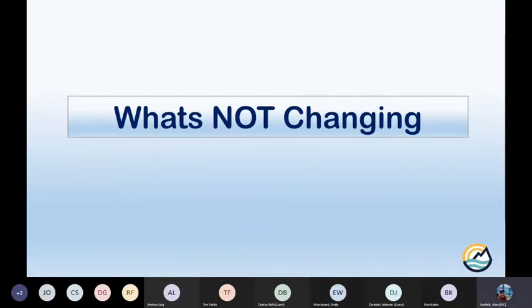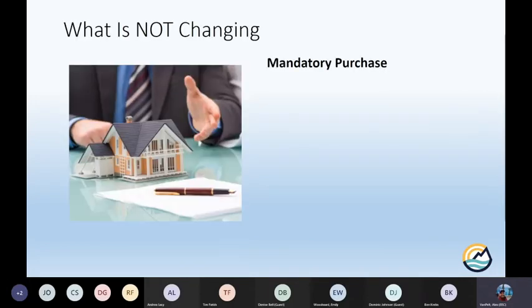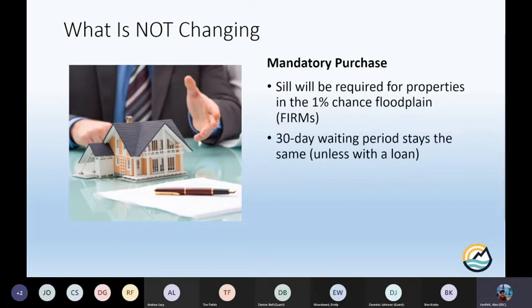So before we start talking about what's new, let's talk about what's not changing first. There are going to be several aspects of the program that you guys are familiar with that are not going to be changing. First one is going to be the mandatory purchase requirements. So people that live or buy property in the 1% chance flood zone, if they have a federally backed loan, they are still going to be required to buy flood insurance. That is not changing. Additionally, there's still going to be a 30-day waiting period on policies that people buy unless they're taking out a loan with it.